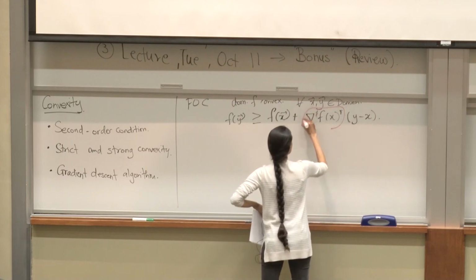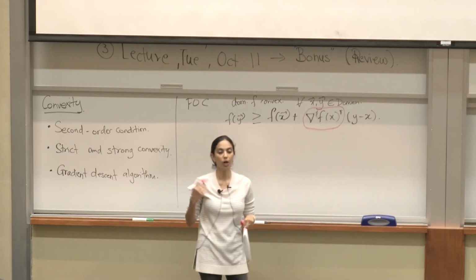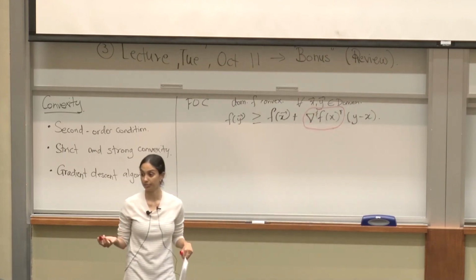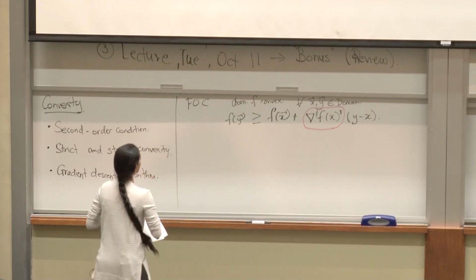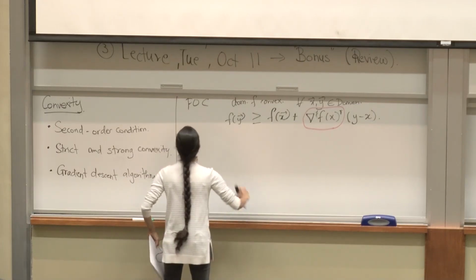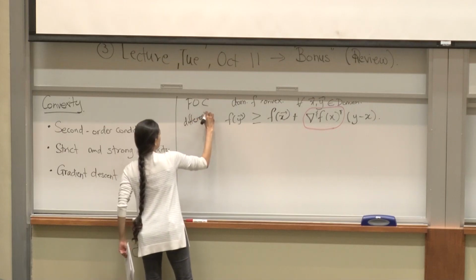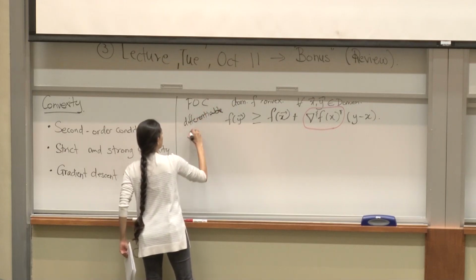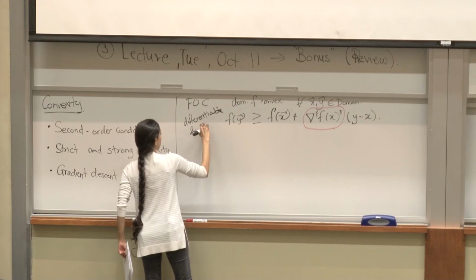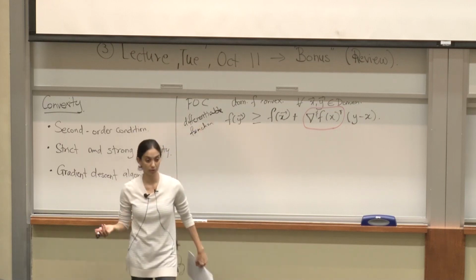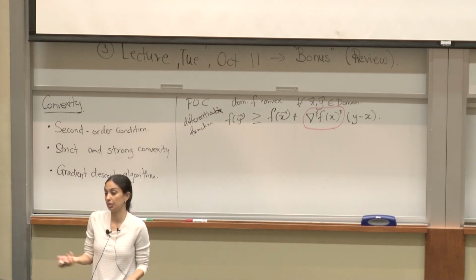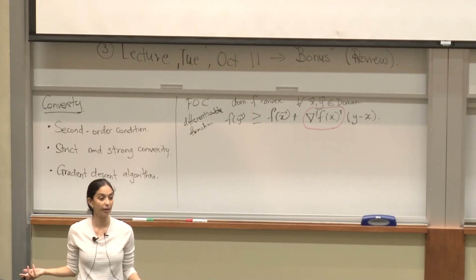Okay. It's called first order because it's dealing with the first derivative, right? And of course, you can only write this first order condition for a differentiable function. So it's entirely possible for a function to be convex, but not to satisfy the first order condition at every point because the derivative might not be defined, right?